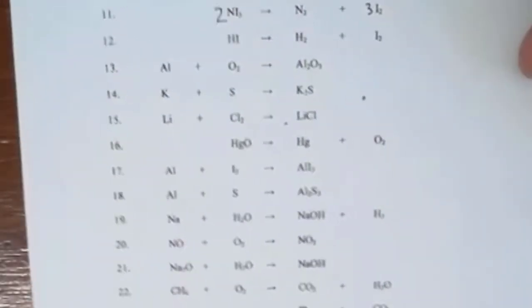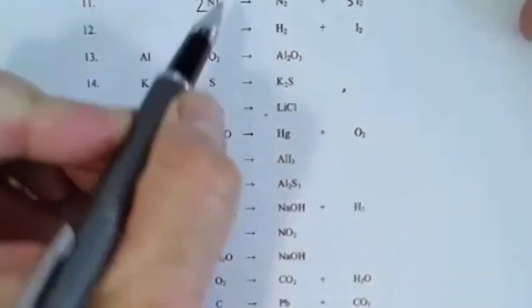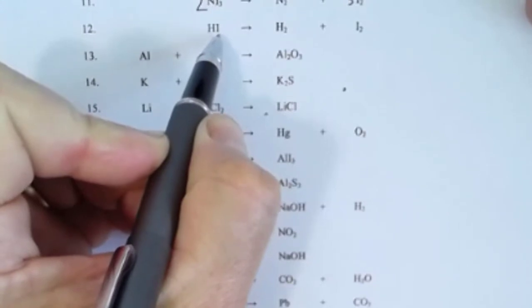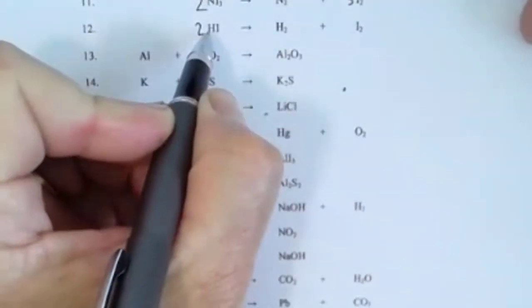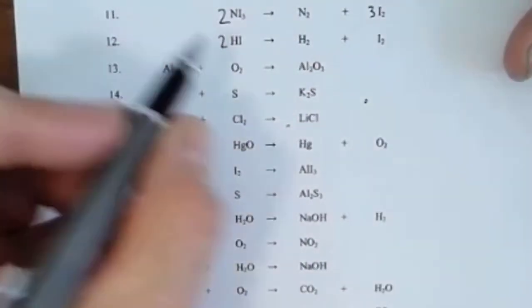Alright, so let's go ahead and do a few more. Okay, so we've got one iodine here, two here. Let's put a 2 in front, and so we've got two hydrogens, two iodine. Easy. Okay, now let's have a look at this.